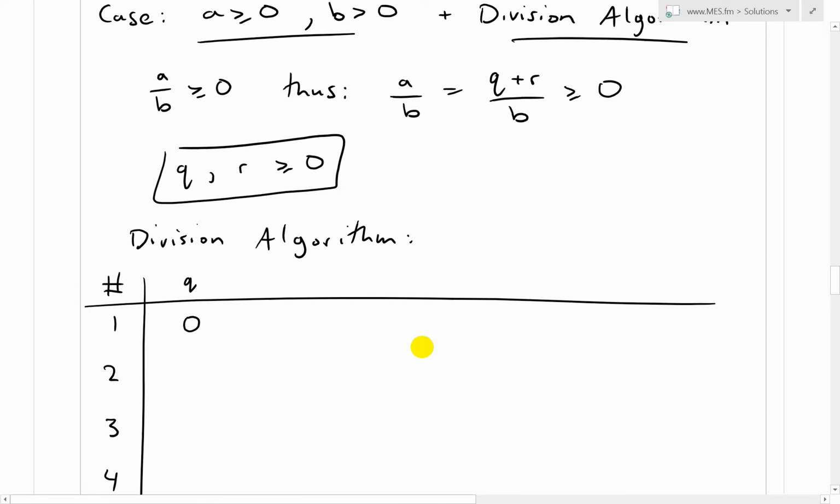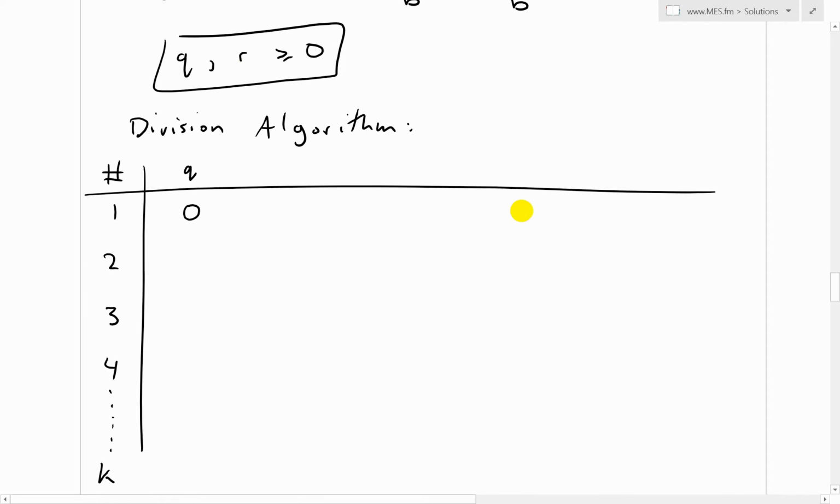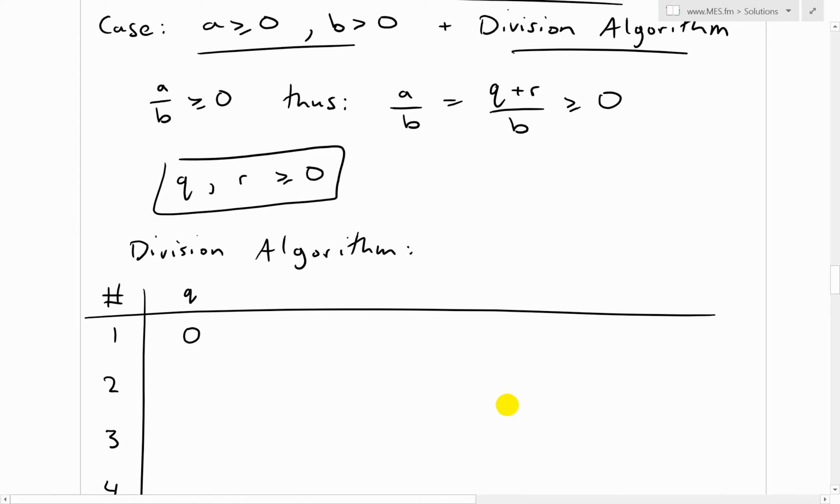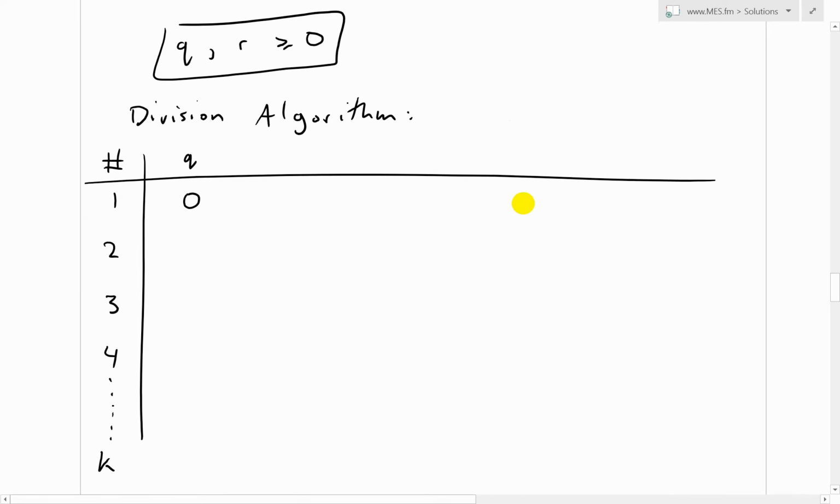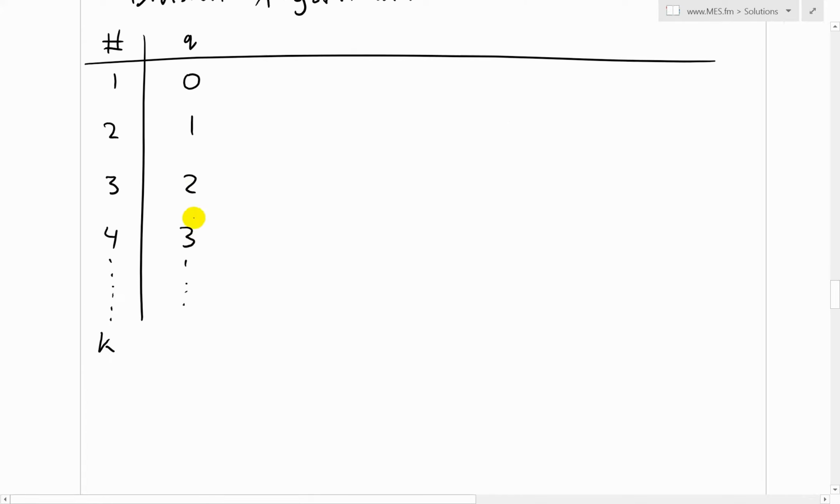So q and r have to be greater than or equal to 0. So q is going to start off at 0, and it's integers, so we have to go by whole numbers. So if q is 0, then the next ones are 1, 2, 3, and so on right here. And as you can see, this is just k minus 1 over here: 0, 1, 2, and so on. That's just the number of the row.